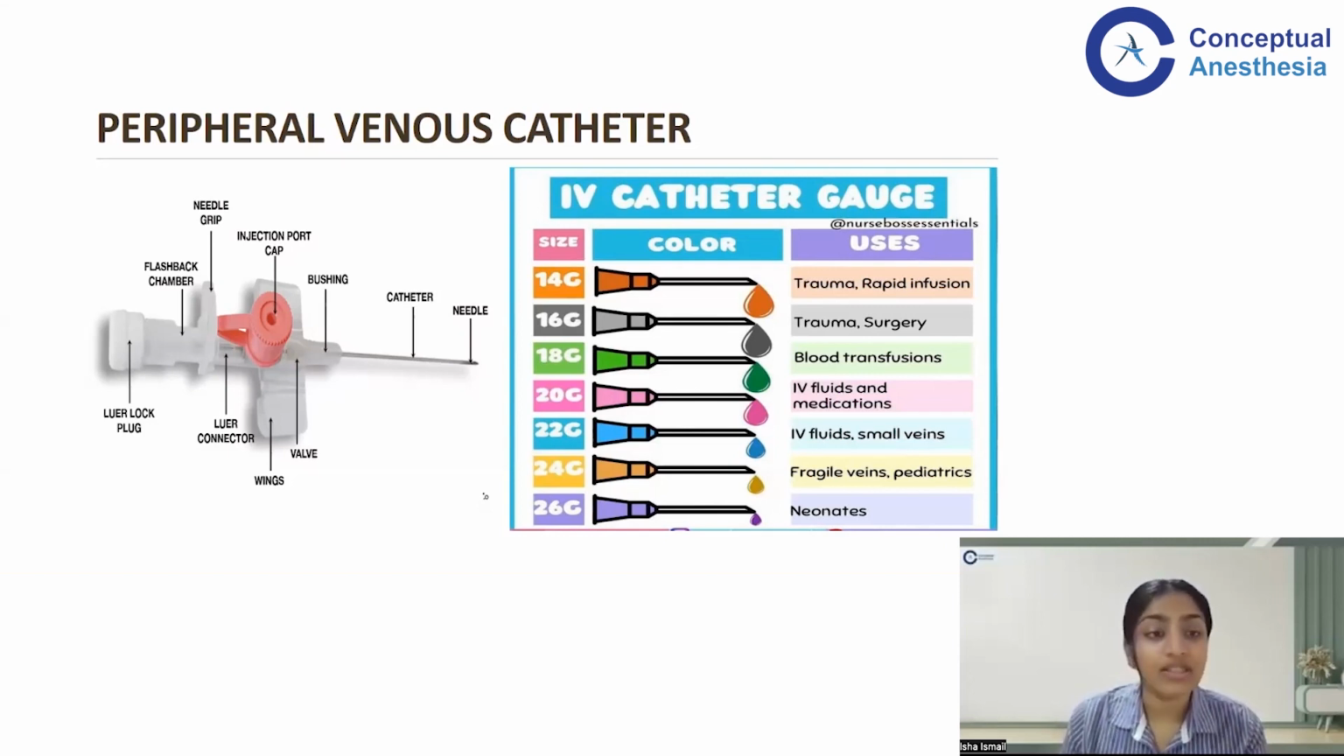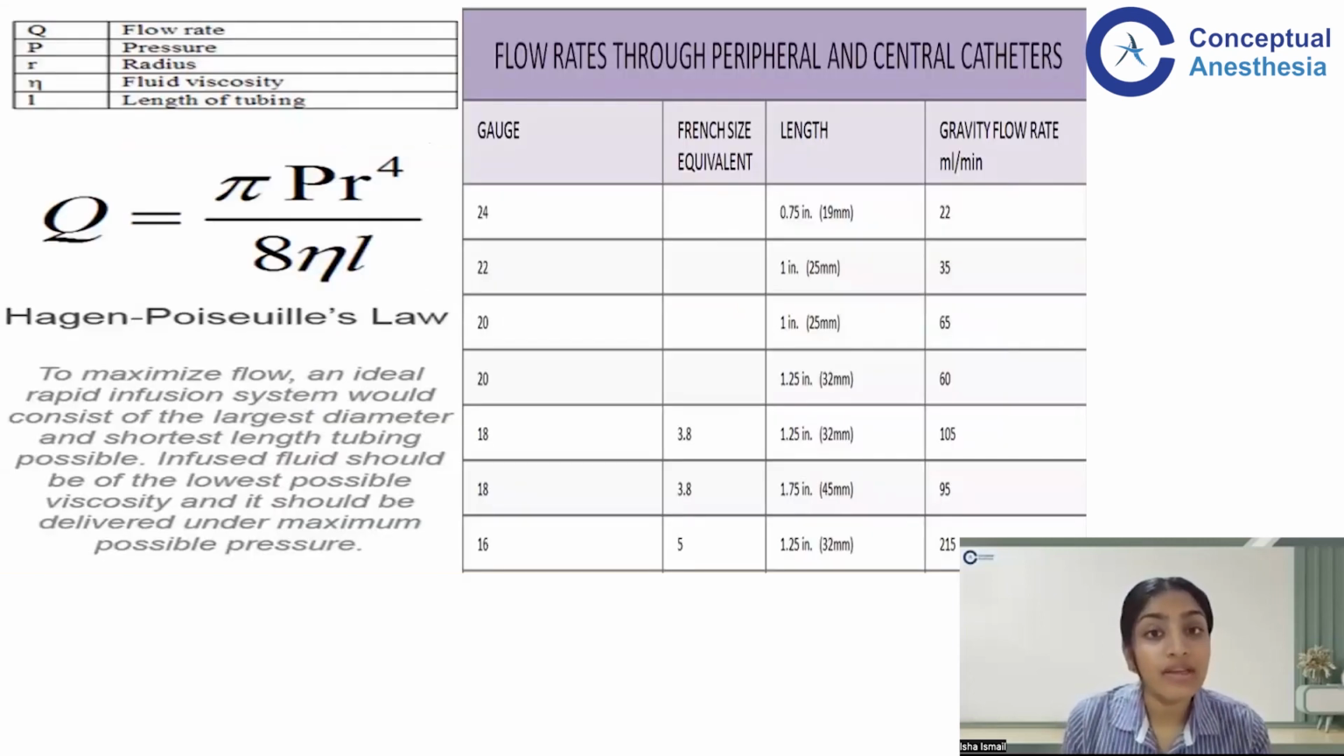Now, what are these based on? The flow that is going to be reaching in via these catheters is based on the Hagen-Poiseuille's law, which is Q, nothing but the flow is directly proportional to the radius and inversely proportional to the length. That means a short catheter, which is thick in radius, will be helpful for providing the fastest flow.